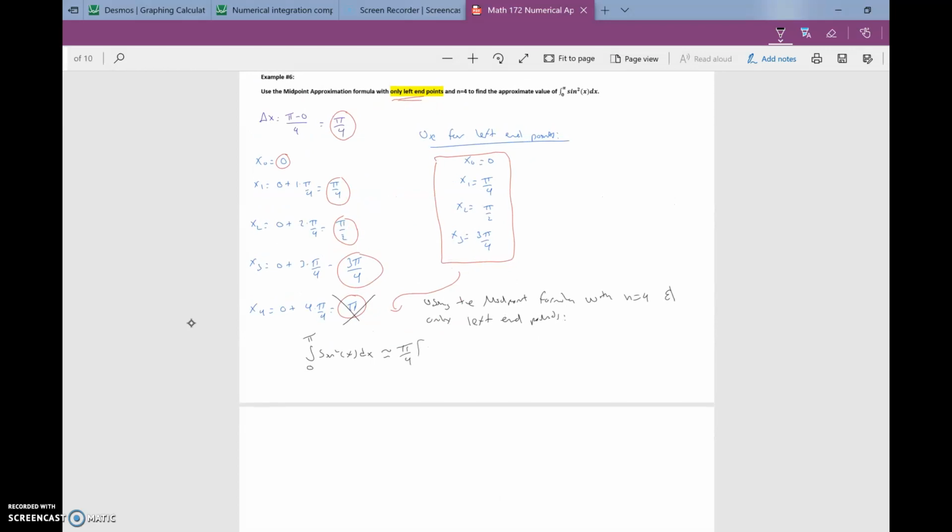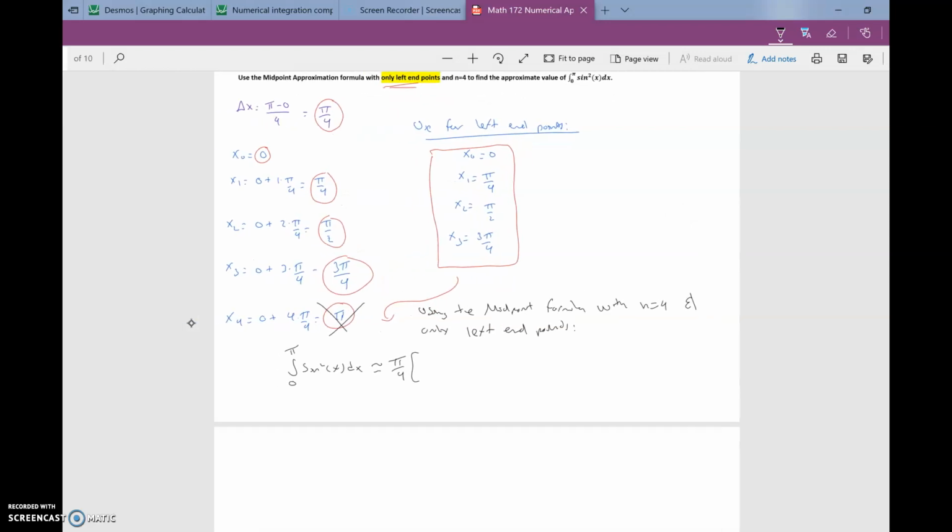So pi over 4 times, and then well, we're going to be using f of x, which is equal to sine squared of x. So this will be f of 0 plus f of pi over 4 plus f of pi over 2 plus f of 3 pi over 4. Every value except the last one.